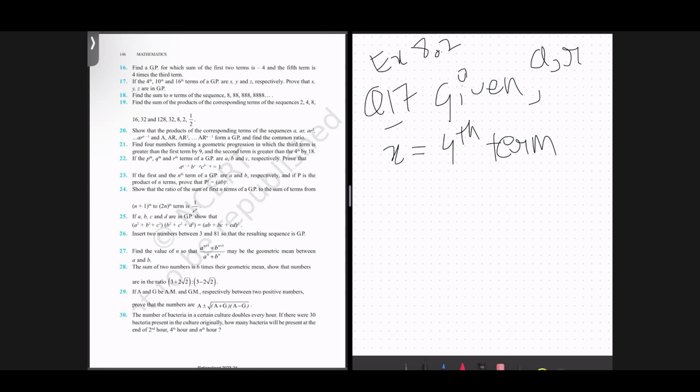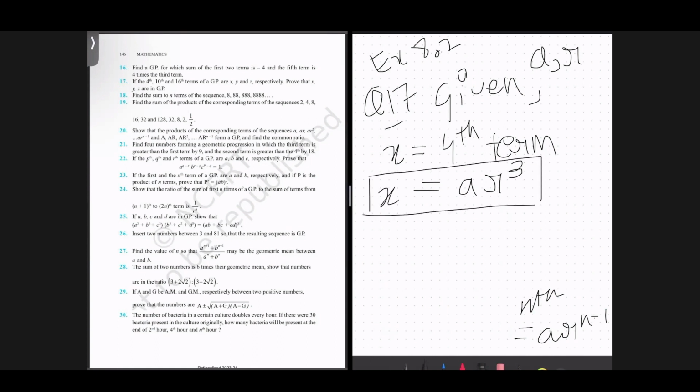So how are you going to write the 4th term? Any term of the GP is denoted by: nth term is equal to A R raised to the power n minus 1, correct? So the 4th term of the GP is going to be A R raised to the power 4 minus 1, and that is going to be 3, right? So X is equal to A R cube, right?